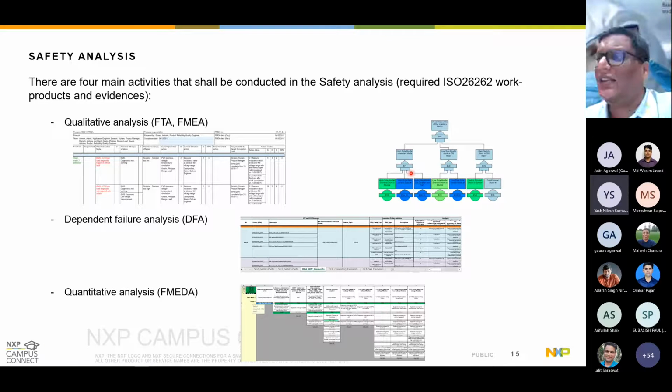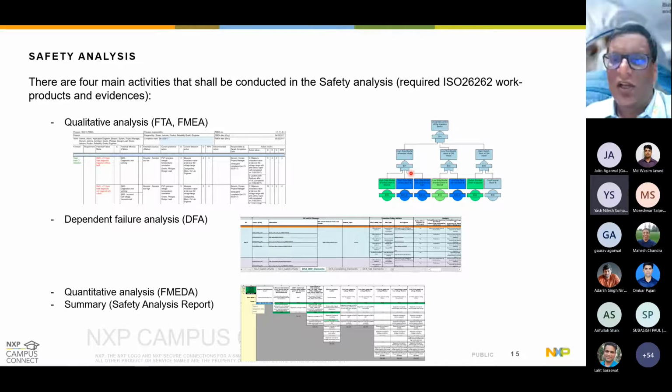So these are different analyses that we do for each of our products to ensure that they are meeting the requirements of ISO 26262 from a random perspective. All I've talked about in the last two slides is how we cover for random. For systematic, I'll come to it when we talk about what we do for safety at NXP, and I'll explain how we avoid systematic failures at NXP. And last is the safety analysis report, which summarizes this.